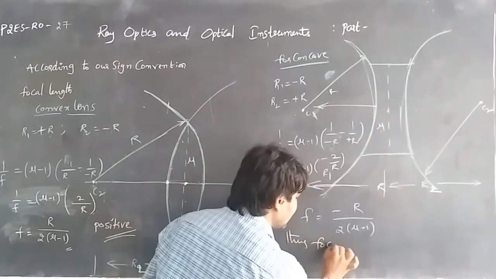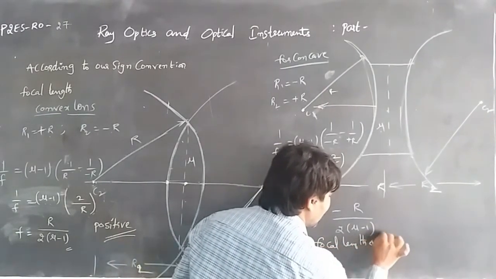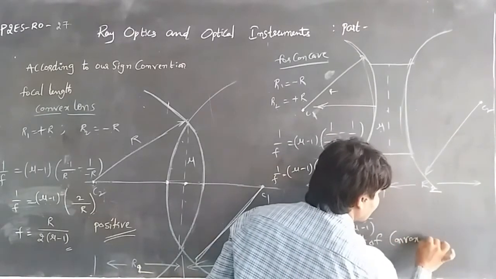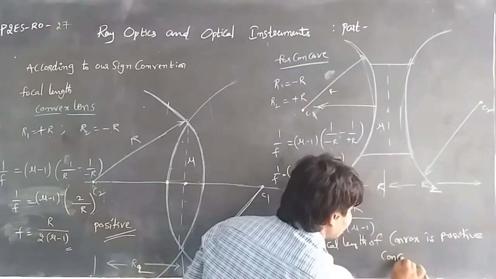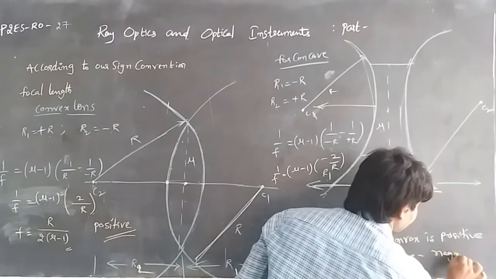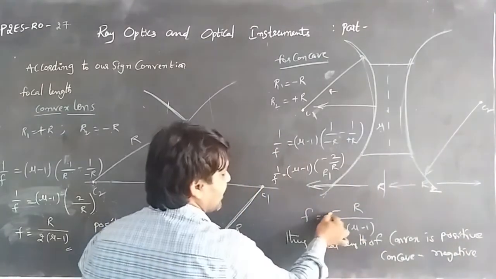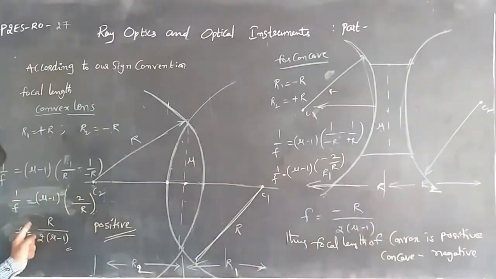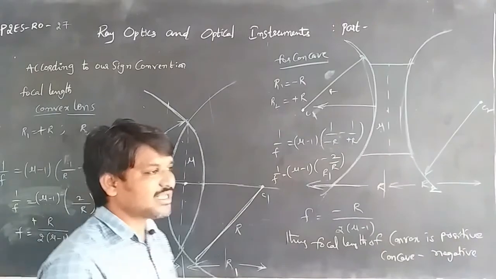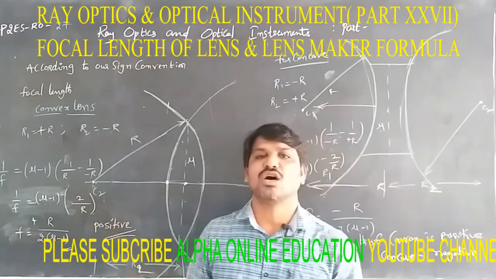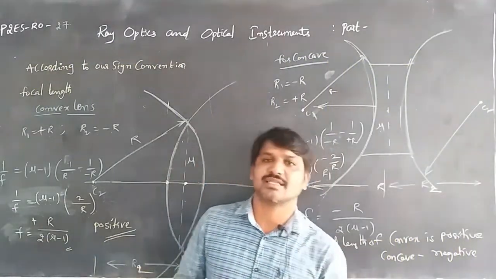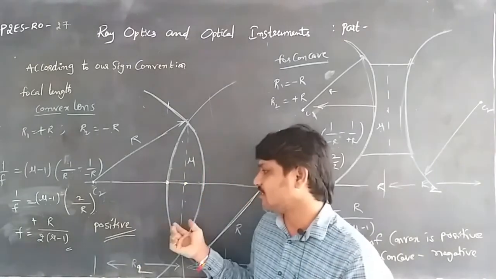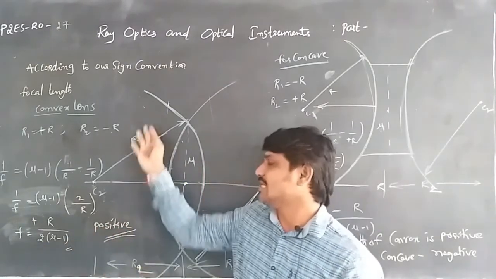Thus the focal length of a convex lens is positive, and for a concave lens it is negative. The values are the same: minus R by 2 into mu minus 1 here and plus R by 2 into mu minus 1 there. So this is about the convention to find the focal length when using equiconvex lenses. Whenever we take lenses of the same refractive index, we should measure the focal length by direction, applying the sign conventions.